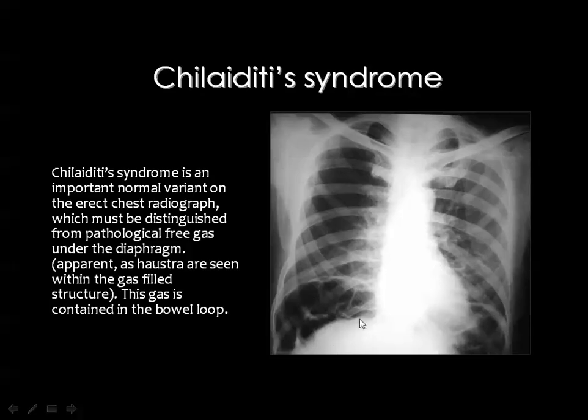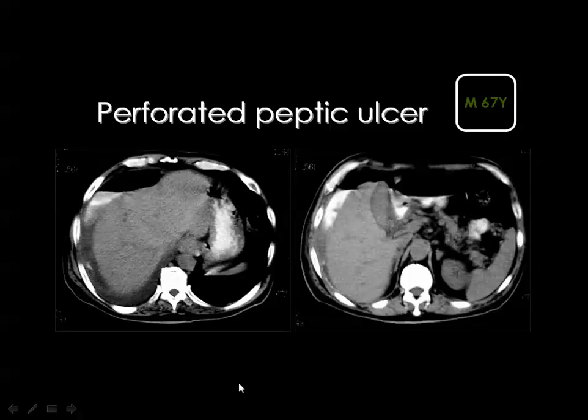But in cases of pneumoperitoneum, you cannot see these transverse bands or the vertical bands because there is only air and no bowel wall. But if you see these haustra, you know that this is what we call Chilaiditi syndrome.